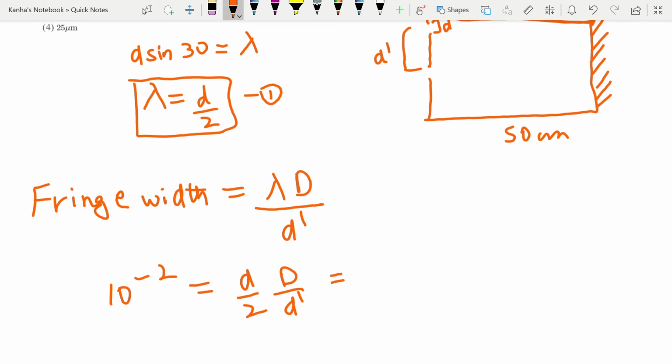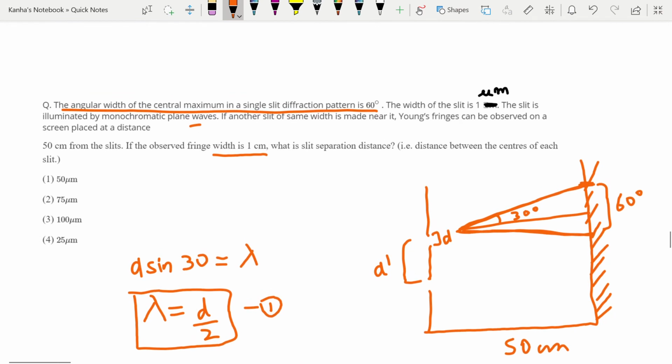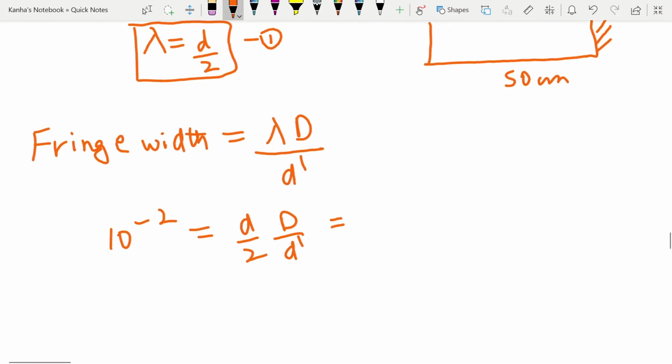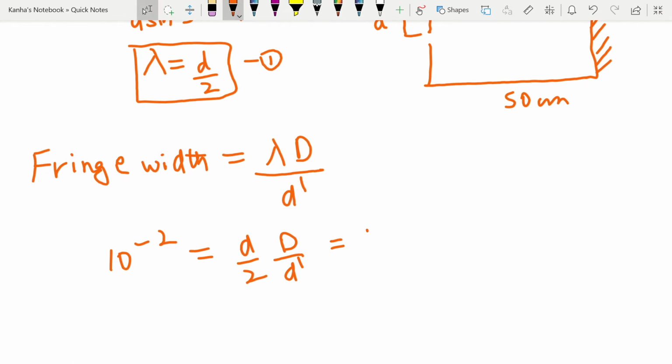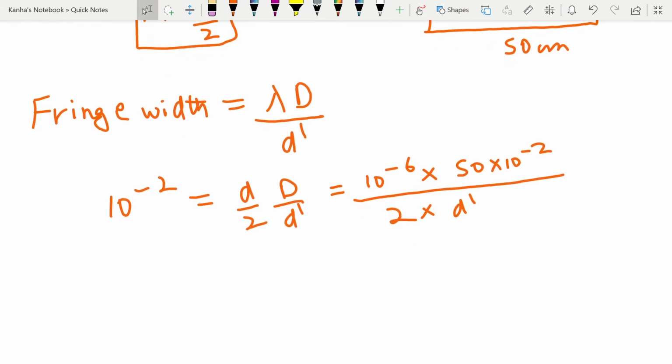I already have the values of some of them. The value of small d has been given to me as 1 micrometer, which is 10 to the power minus 6, into D, which is 50 centimeter, 50 into 10 to the power minus 2. You have a 2 here, and then you have a d prime. Just taking the d prime on the left side, I can easily write that d prime is nothing but 25 micrometer.